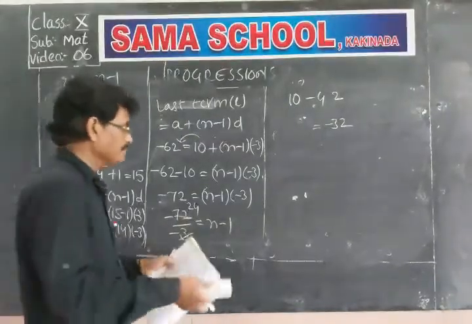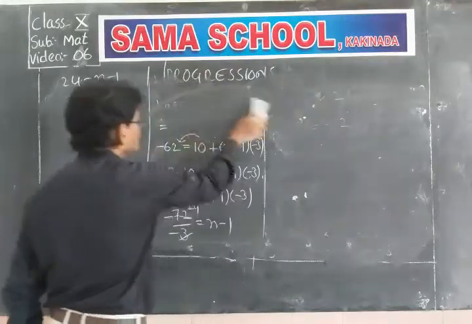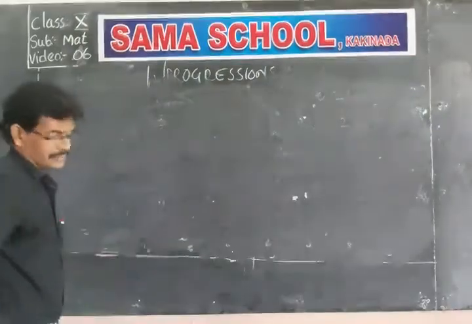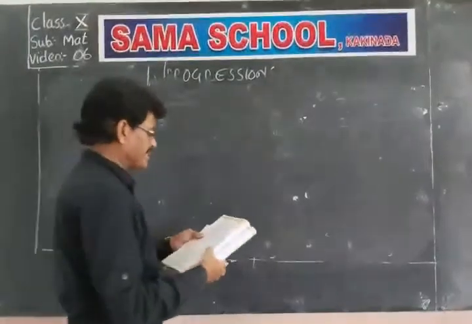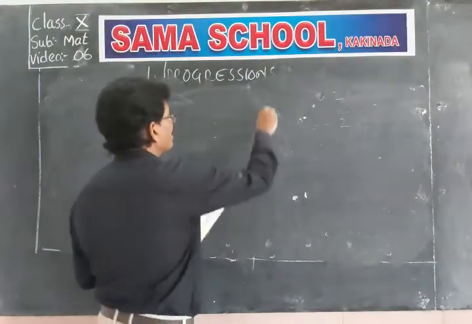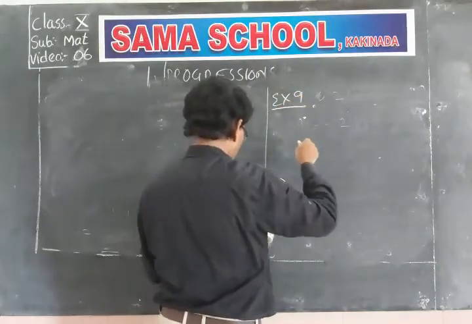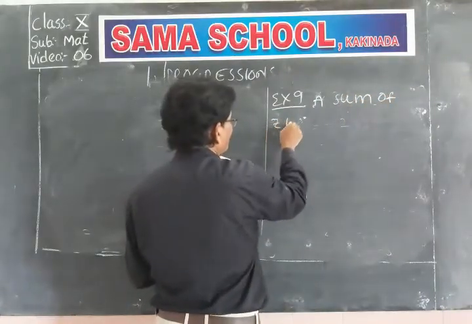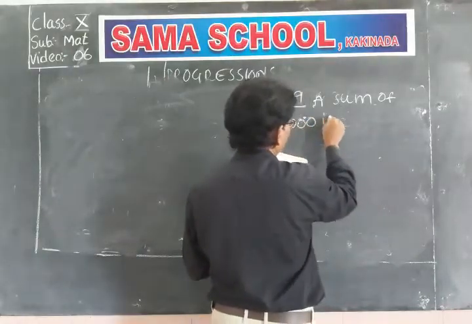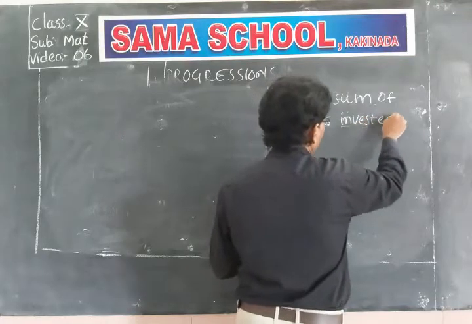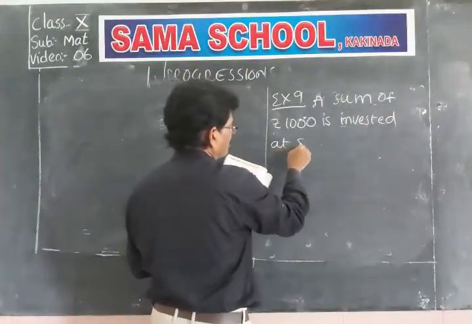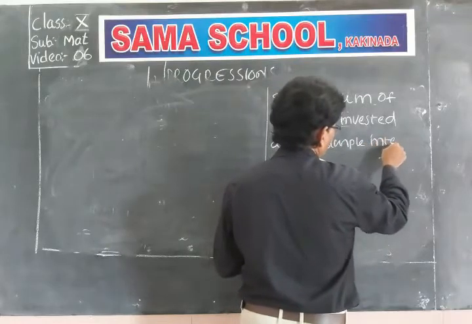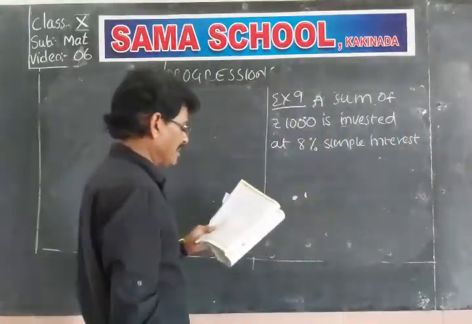Now next problem. Example 9. A sum of rupees 1000 is invested at 8% simple interest per year.